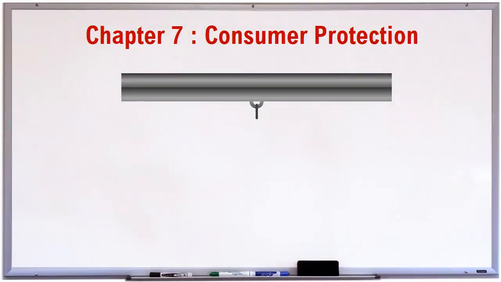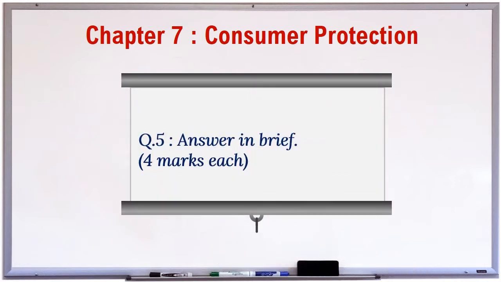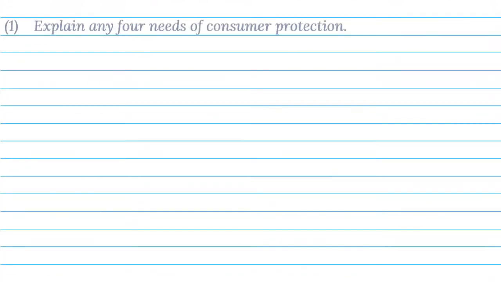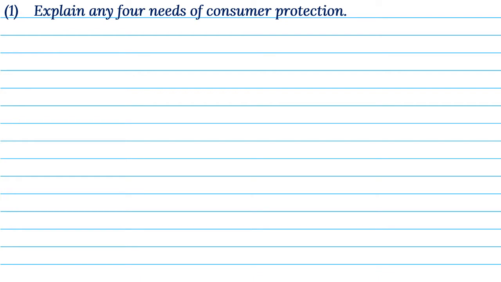Chapter 7, Consumer Protection. Question 5. Answer in brief. 4 marks each. 1. Explain any 4 needs of consumer protection.